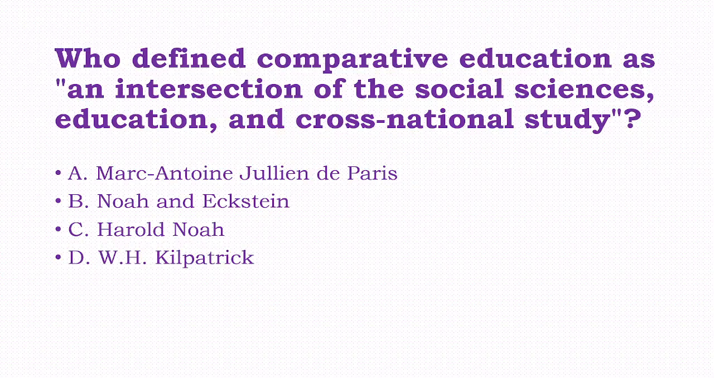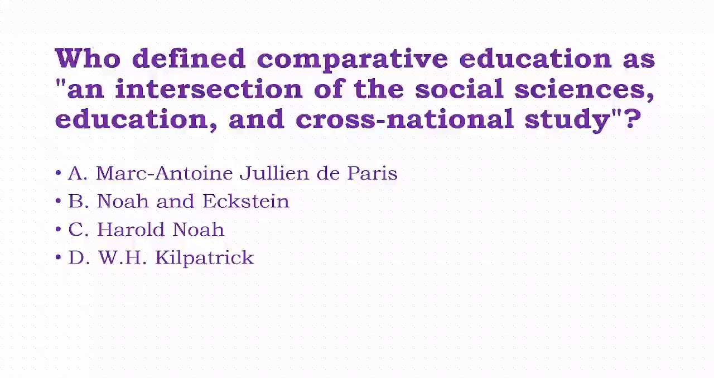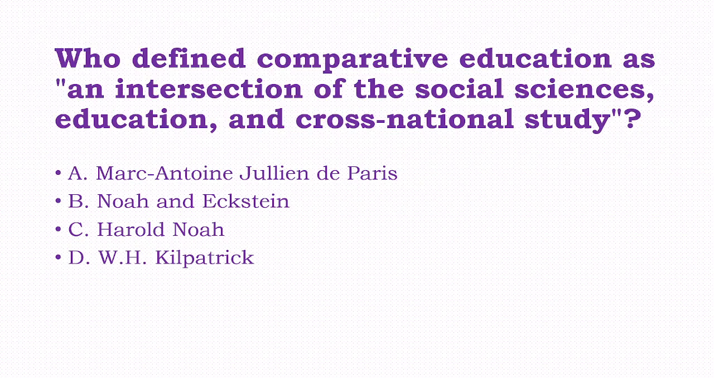Who defined comparative education as an intersection of social sciences, education, and cross-national study? Options: Marc-Antoine Julien de Paris, who is the father of comparative education; Noah and Eric; Eckstein, Harold Noah; W.H. Kilpatrick. The answer to this question is option B, that is Noah and Eckstein.